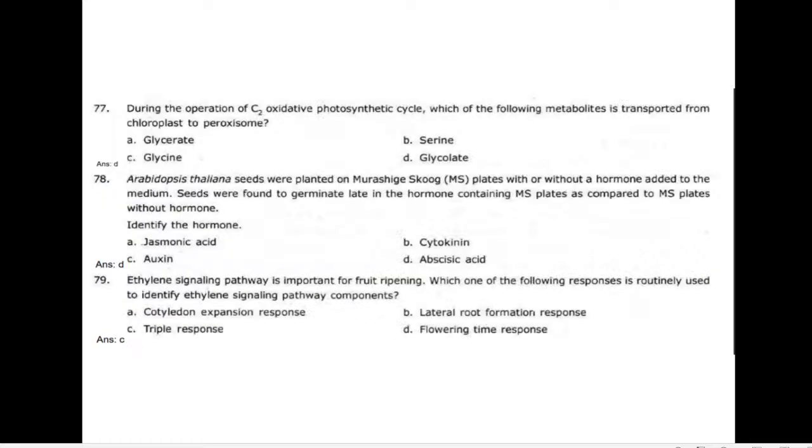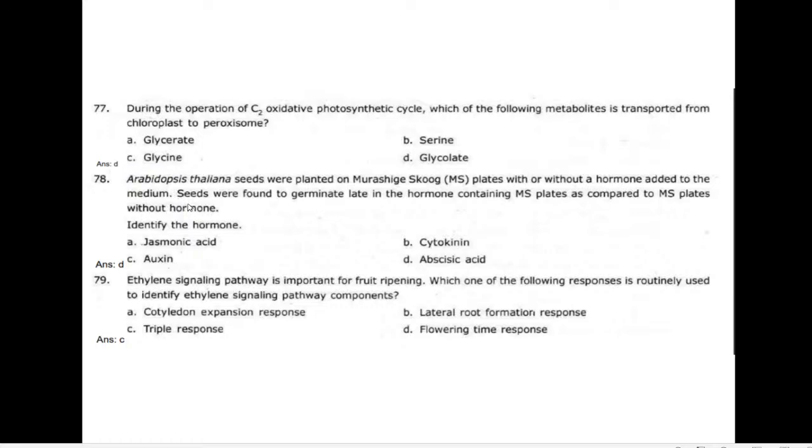And the next question is about the operation of the C2 oxidative photosynthetic cycle. Which of the following metabolites is transported from chloroplast to peroxisome? This is a very basic theory question, and we want to study it. During this C2 oxidative photosynthesis cycle, glycolate is transported from chloroplast to peroxisome.